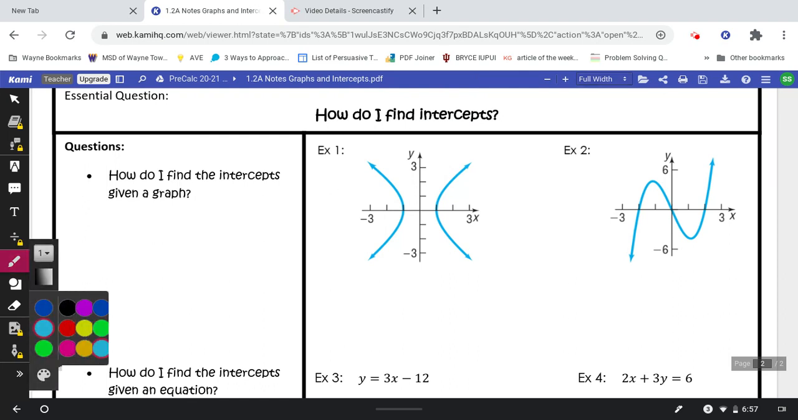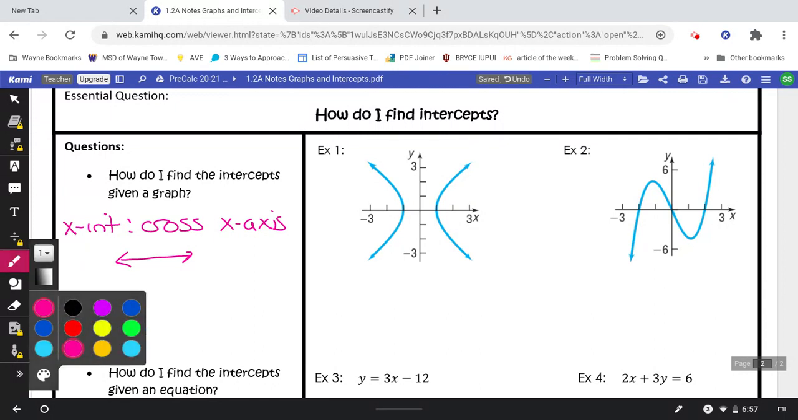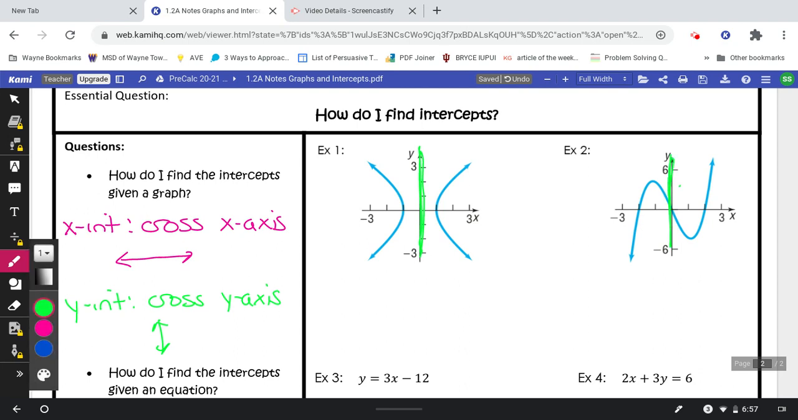Now let's review. Intercepts are anywhere it crosses, so your x-intercepts are anywhere it crosses the x-axis. And remember, your x-axis goes horizontally. Your y-intercept is anywhere it crosses your y-axis, and your y-axis is your vertical axis. So your y-axis is up and down, here and here, and your x-axis is horizontal, here and here. So for each one, identify your x-intercepts.